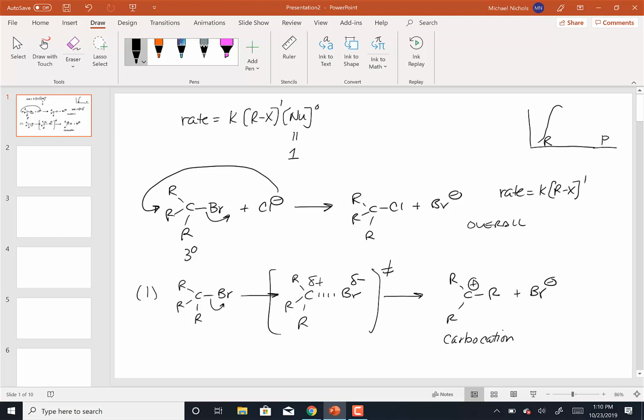Transition states cannot be put into bottles and studied. They're too high energy species. Okay. So that is step number 1 that we can propose. Then that doesn't give us the final product, so then we have to propose step number 2.